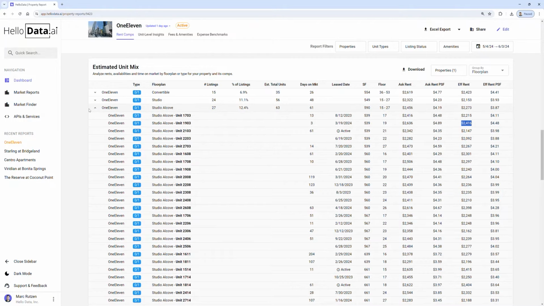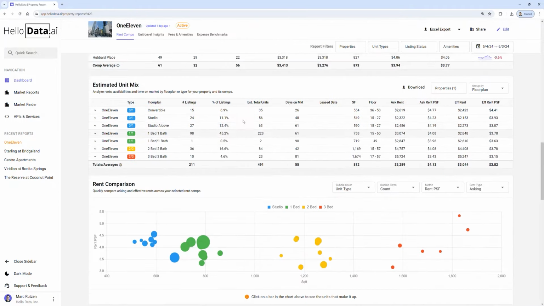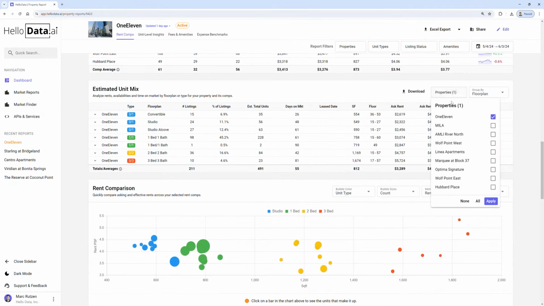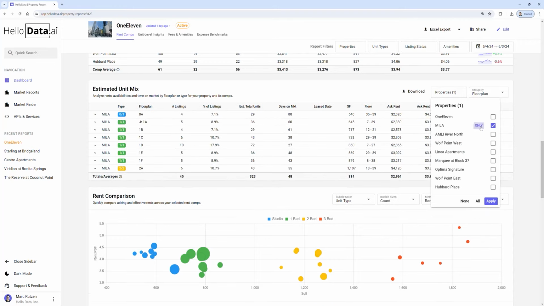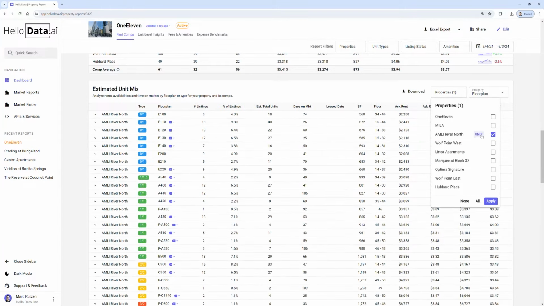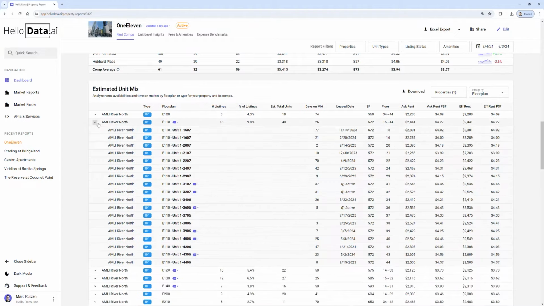And we do this for all the floor plans and all the units in the property, but because we don't have to wait for anyone to integrate, we also do this for every one of your competitors, right? So if you look at Amley River North, we're doing the same thing. We're reconstructing their unit mix from publicly available data. And if you drop this down, you can see their activity as well. Every lease they've signed, every unit that has leased over the time frame we've been analyzing.